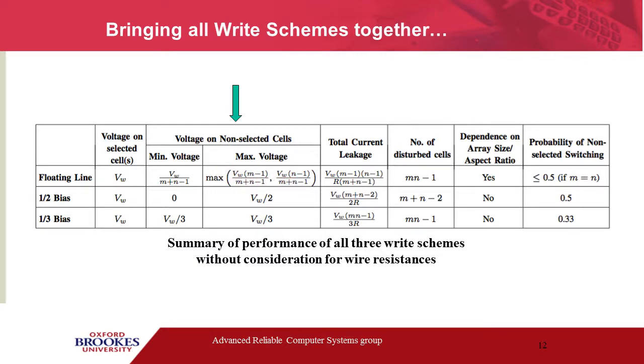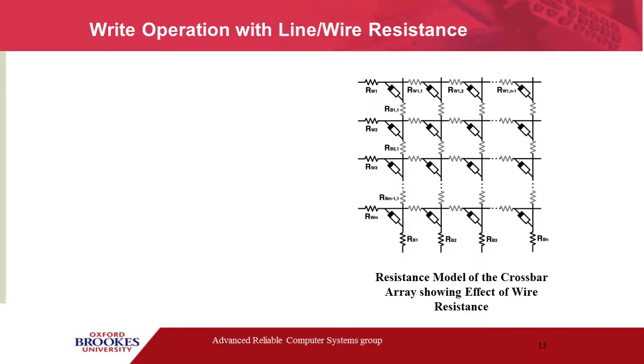Now we move on to write operation in crossbar array with full consideration for the effect of line resistance. So all along we've assumed negligible line resistance. However, in larger arrays, the effect of line resistance cannot be ignored. The behavior of all the three schemes that was described earlier changes in the presence of line resistance. I'll use the words line resistance and wire resistance interchangeably.